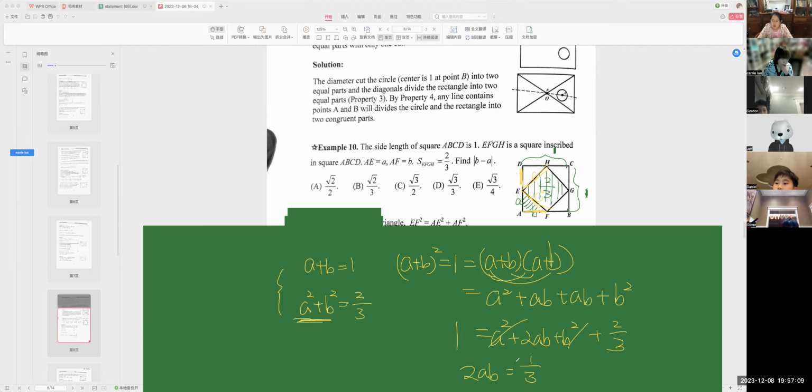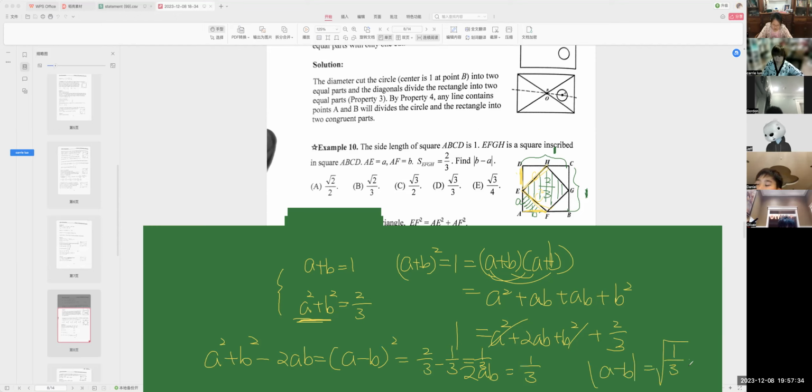Get it, everybody? Okay, so if you understand this part, we're going to go through it. a squared plus b squared minus 2ab is actually equal to (a minus b) squared, which is equal to 2/3 minus 1/3, equals 1/3. So a minus b equals the square root of 1/3, equals 1/√3, which is √3/3. So the answer is D.